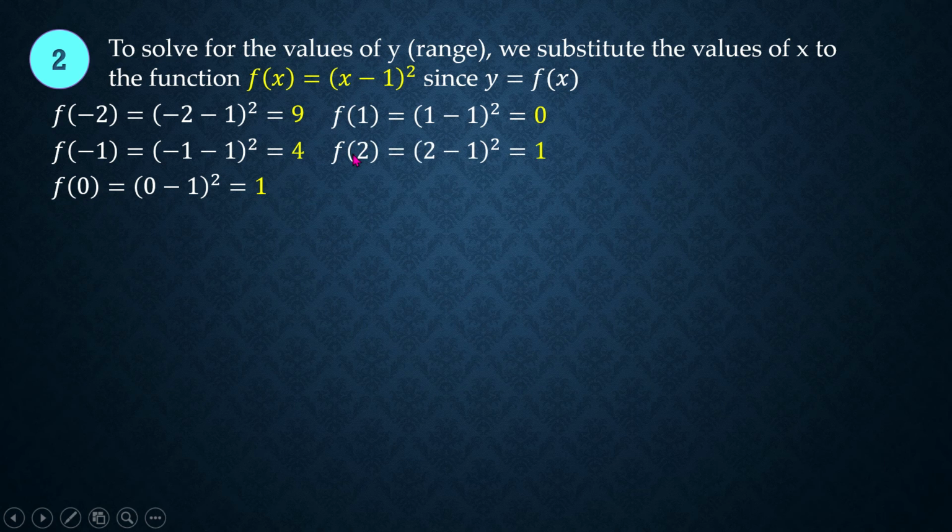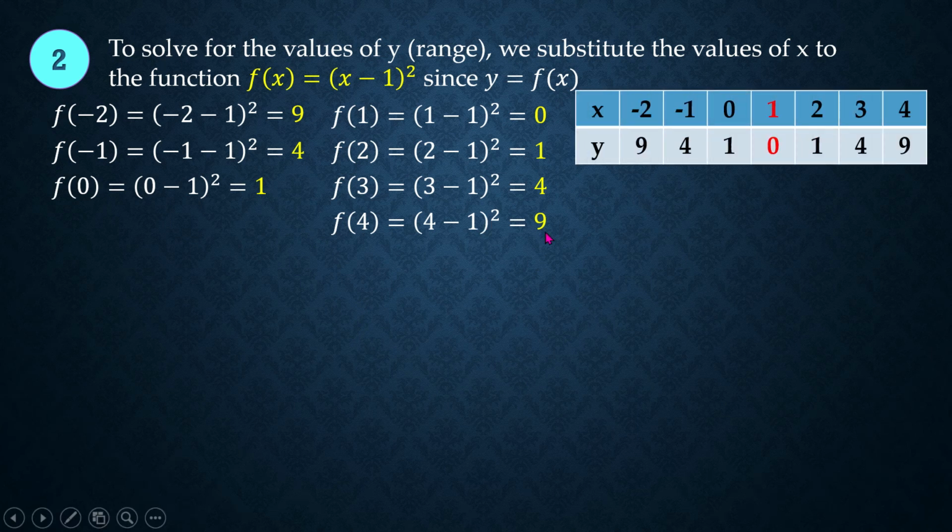If x is 2, 2 minus 1, what is 2 minus 1? 1. 1 squared, 1 times 1 is 1. If x is 3, 3 minus 1, then square. 3 minus 1 is 2. 2 squared, 2 times 2, 4. Then lastly, if x is 4, 4 minus 1 is 3. 3 squared is 9. So that completes our table of values.